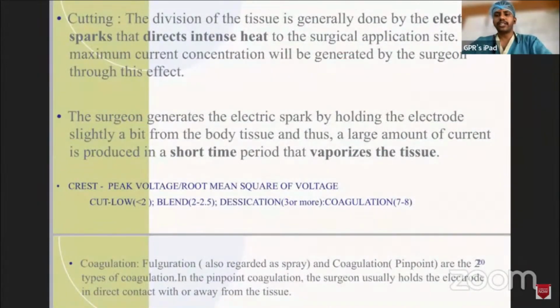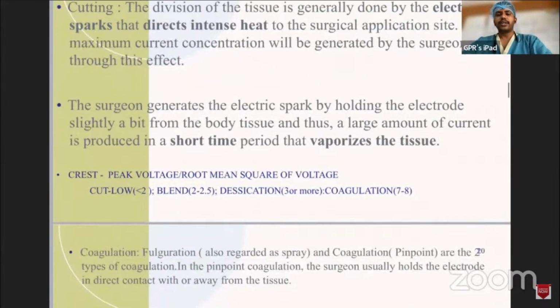I think I have already explained this. The only thing I want to talk about is the crest factor, which is the peak voltage of the electric current divided by the root mean square of the voltage. This value determines the amount of energy that is dissipated to the patient's body.